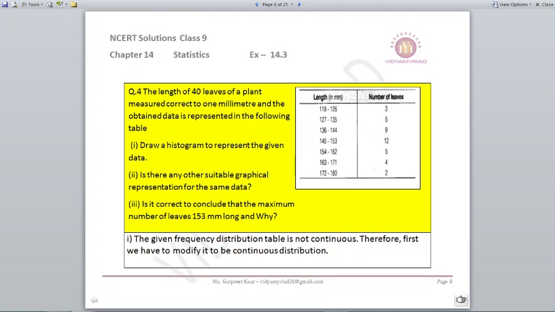Question number 4. Here the length is given and the number of leaves is given. We have to draw the histogram. Is there any other suitable graphical representation for the same data? Is it correct to conclude that the maximum number of leaves is 153 mm long, and why?